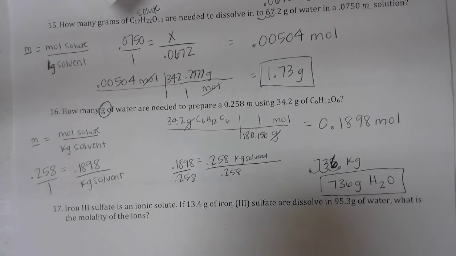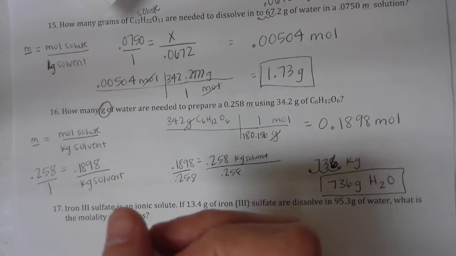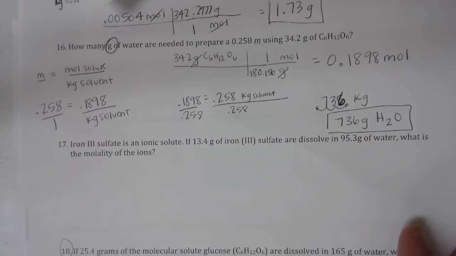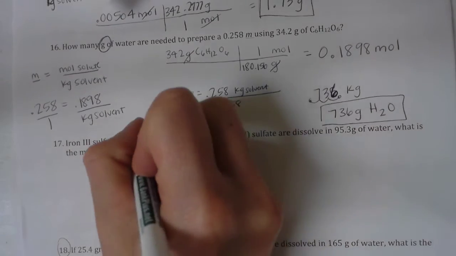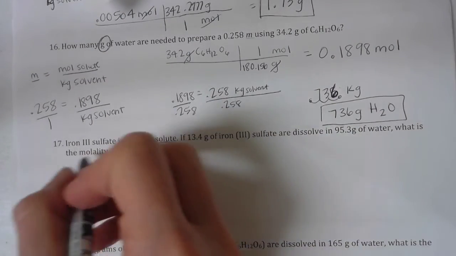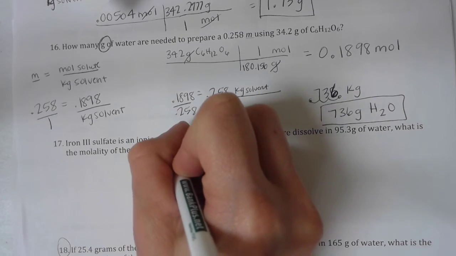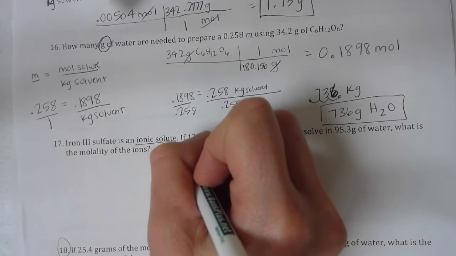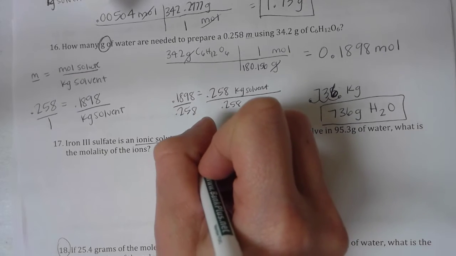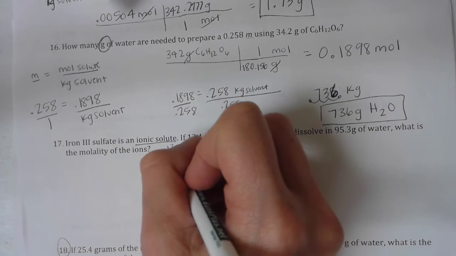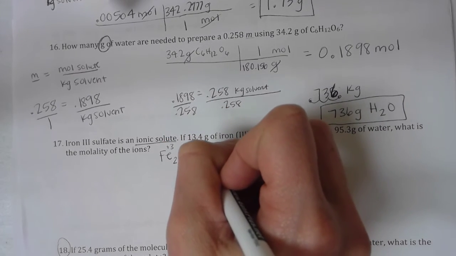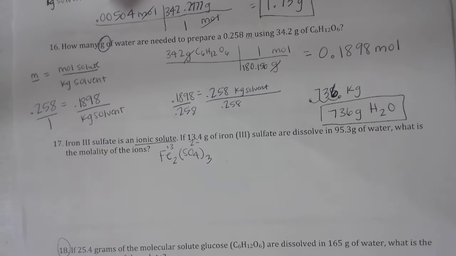Alright, so on number 17, notice it says ionic solute. So what I need to do is write the formula for this. Iron 3, that means it's plus 3 up here. Sulfate is going to be SO4 and it has a charge of 2 minus. Cross these and you'll get Fe2(SO4)3. So that means that there are 5 ions in this whole thing. So when I get my answer, I need to multiply the whole thing by 5.